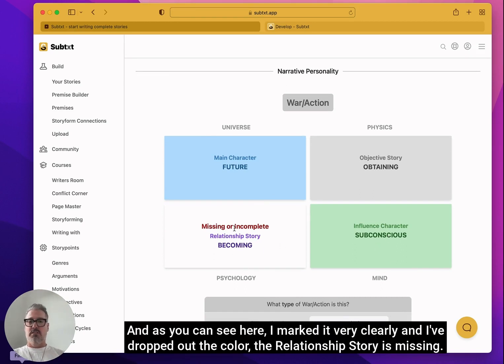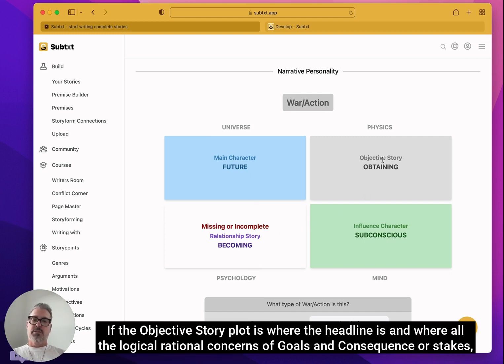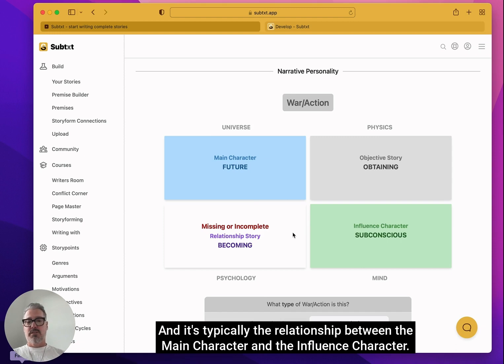And as you can see here, marked it very clearly, and I've dropped out the color, the relationship story is missing. And in short, that means the heart of the narrative is missing. If the objective story plot is where the headline is and where all the logical, rational concerns of goals and consequence or stakes are, then the relationship story through line is where all the heart is. And it's typically the relationship between the main character and the influence character.